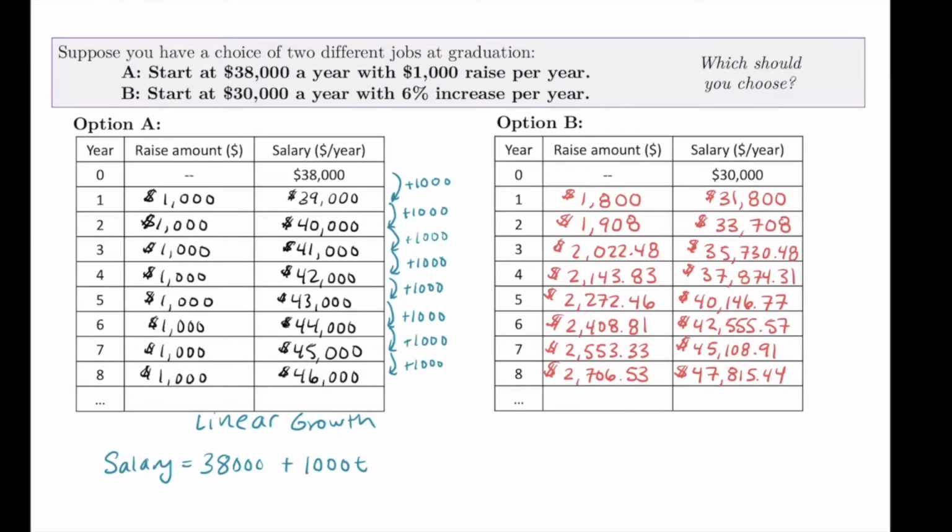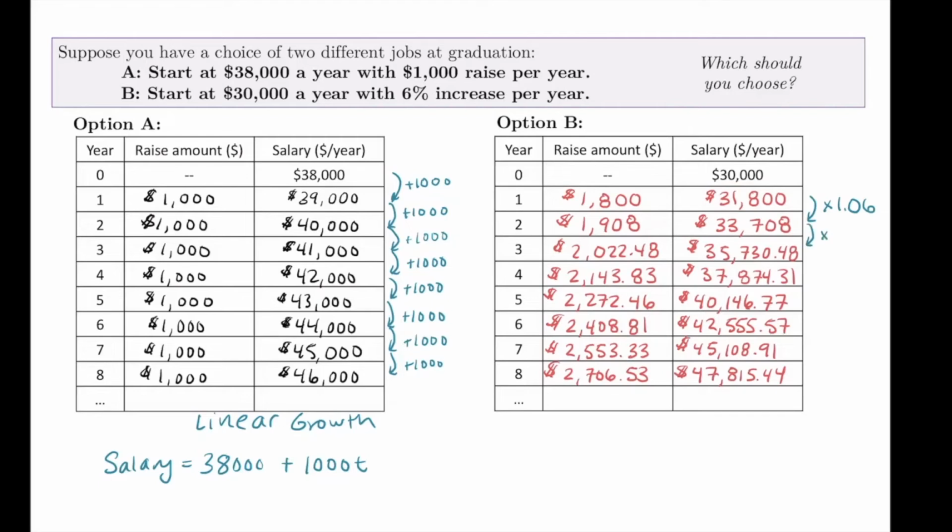This growth here is not linear, because we're not adding the same amount every time. This is changing, and it is changing based on the amount that we have. So this is exactly what is described as exponential growth. To get from one salary to the next, we multiply by 0.06 to get our raise, and then we add it to the original. So this is actually multiplying by 1.06, since we've got 100%, and then we're adding 6%.